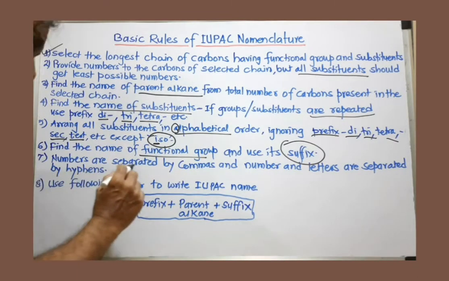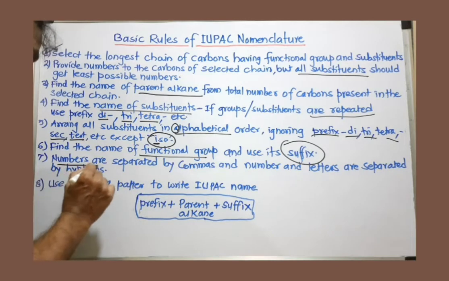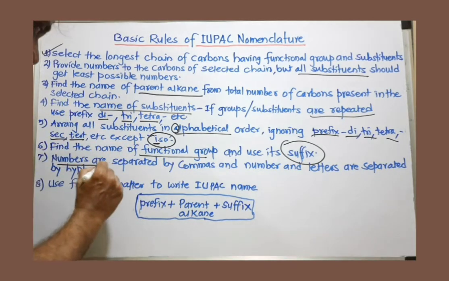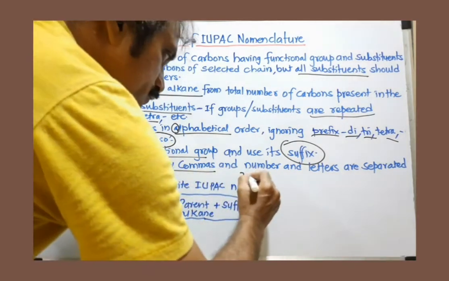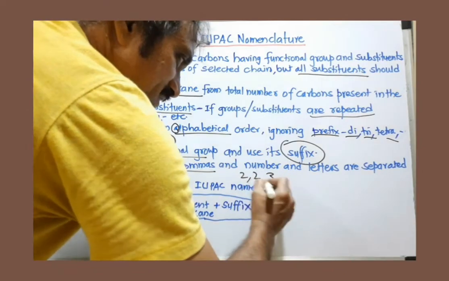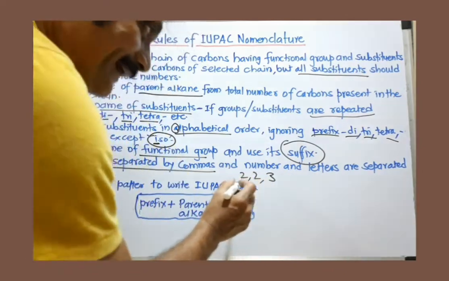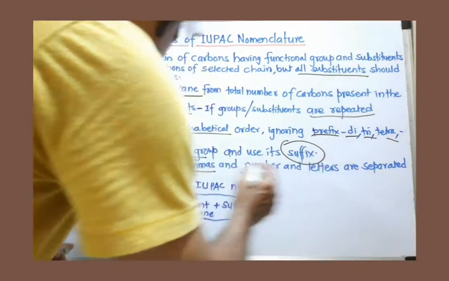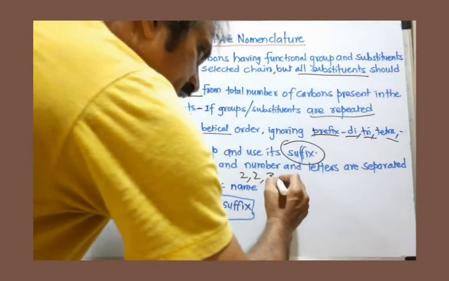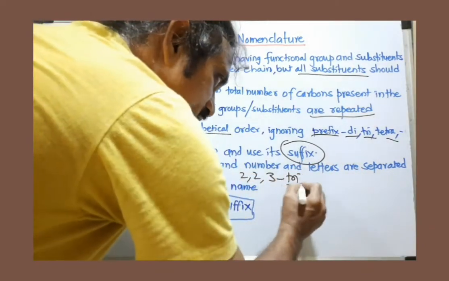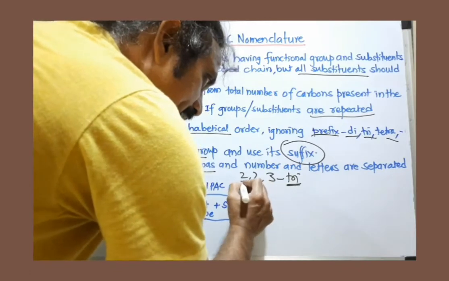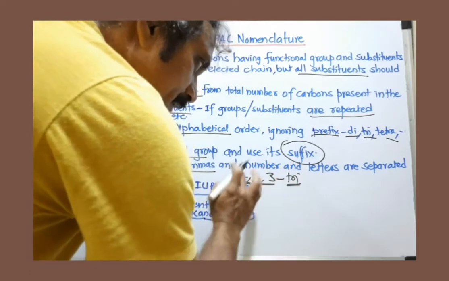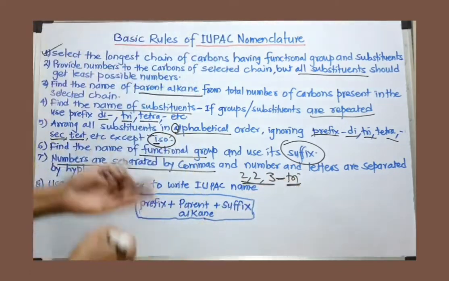Now, numbers are separated, which is very important and we usually ignore it. Numbers are separated by commas. If it is 2, 2, 3, this kind of thing, you have to put commas there. And numbers and letters are separated by hyphens. Suppose 2, 3, tri. Now this letter is separated from these numbers by using this hyphen, that is the meaning.